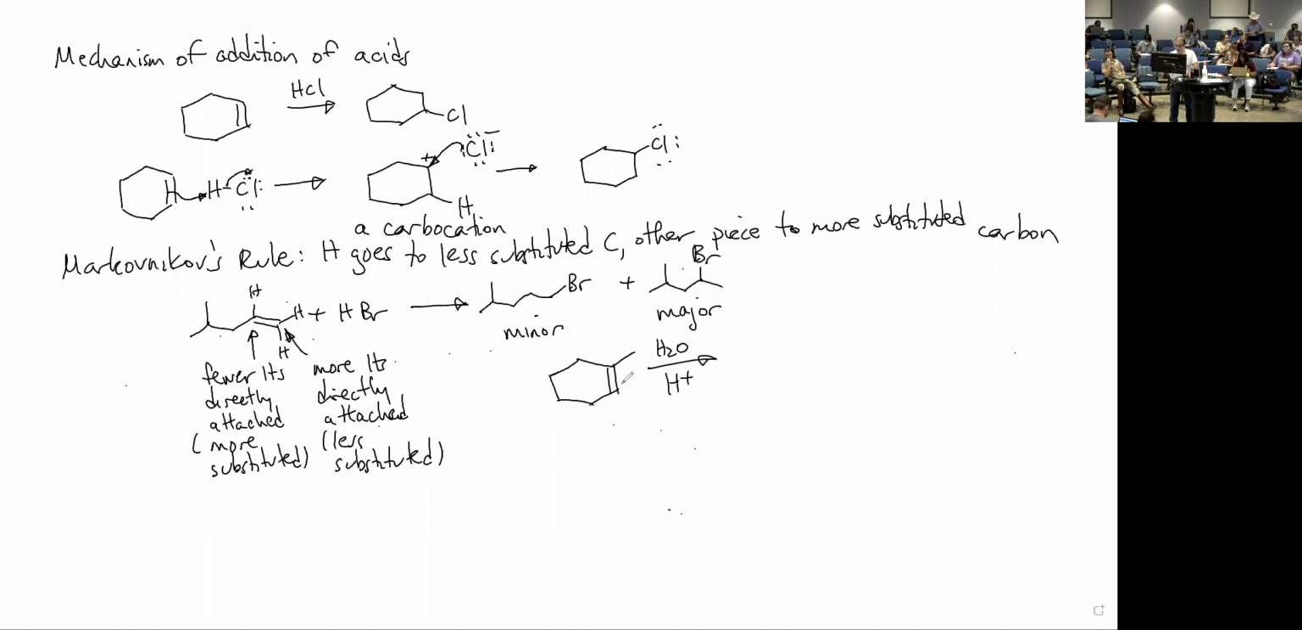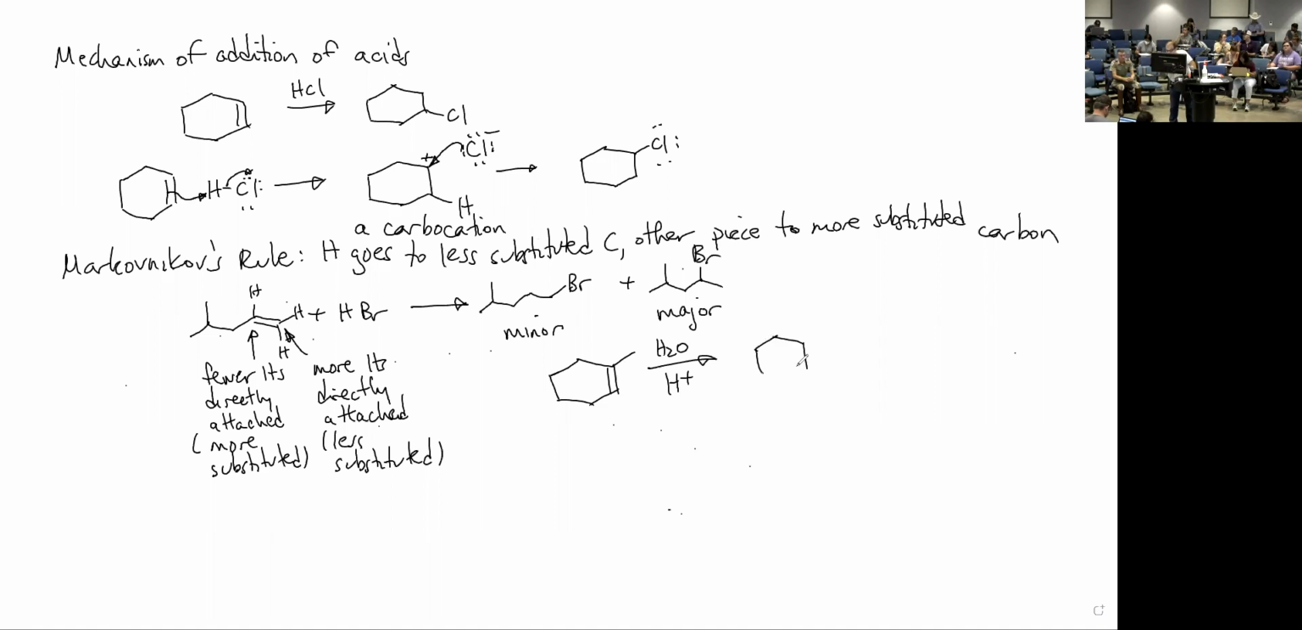Well, we'll still turn the double bond into a single bond. And on one of those two carbons, we need to put H. On the other, we put OH. But Markovnikov's rule says that the OH, the one that's not a hydrogen, is going to go to the more substituted carbon, the one with fewer H's directly attached. And the H is going to go to the less substituted carbon.